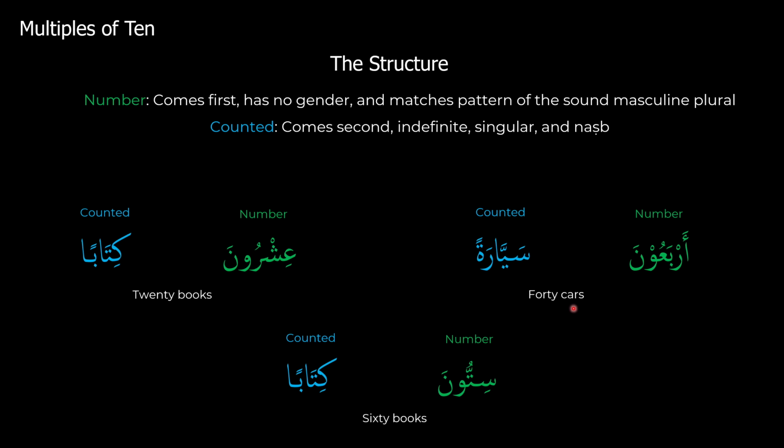And then same thing for 40 cars. Here we have أربعون سيارة. Again, no gender for the number, and it just matches the pattern of the sound masculine plural. That's why we have the una ending. And then سيارة is indefinite, singular, and nasb. So this is 40 cars. So same thing with ستون كتابا. So the number comes first, and then the counted. The number has the una ending, no gender, and then kitaban is going to be indefinite, singular, and nasb.